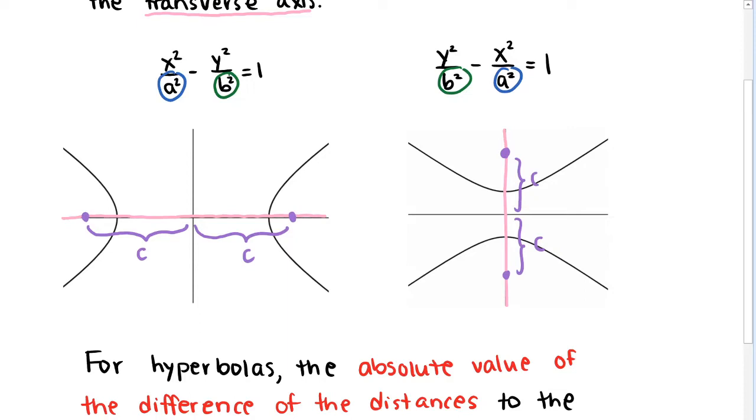And so this idea that c squared is equal to a squared plus b squared for hyperbolas is not something we're going to prove. It's kind of a messy algebraic proof, and I don't think we're going to get so much out of it. So I'm going to leave it out for now and just accept it as fact as we go through some different problems where we try to find the foci.